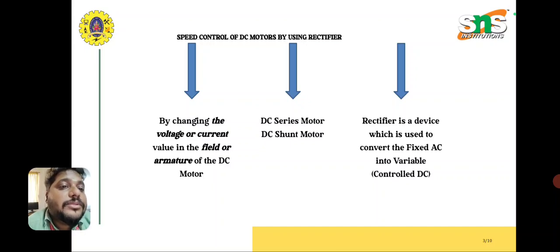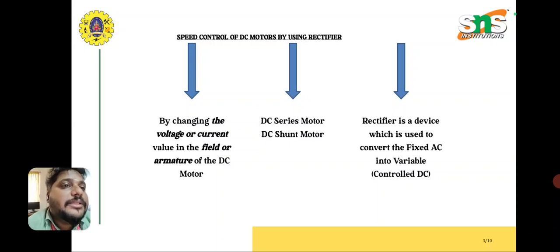Here we can use two types of motor. One is the DC series motor, another is the DC shunt motor. These two motors come under the direct current motors. The only difference is the connections. Normally a DC motor has two main parts: the field and the armature. Field is nothing but the stator, armature is nothing but the rotor. When these two parts are connected in series, the motor is called a series motor. Likewise, when these two parts are connected in parallel, the motor is called a DC shunt motor.